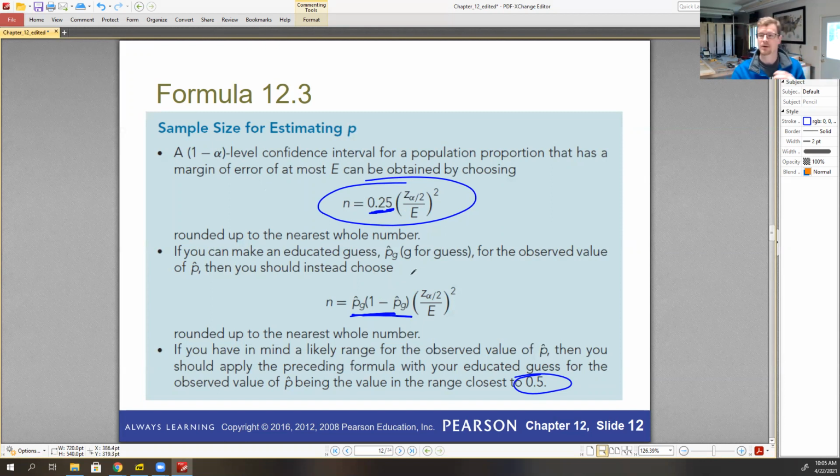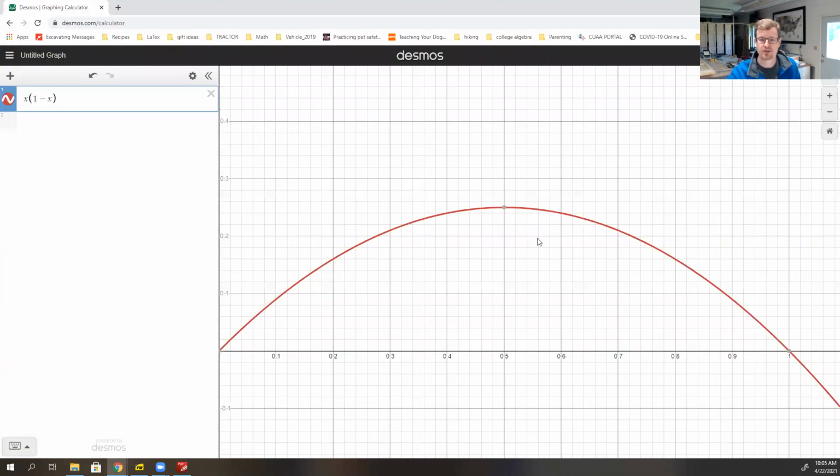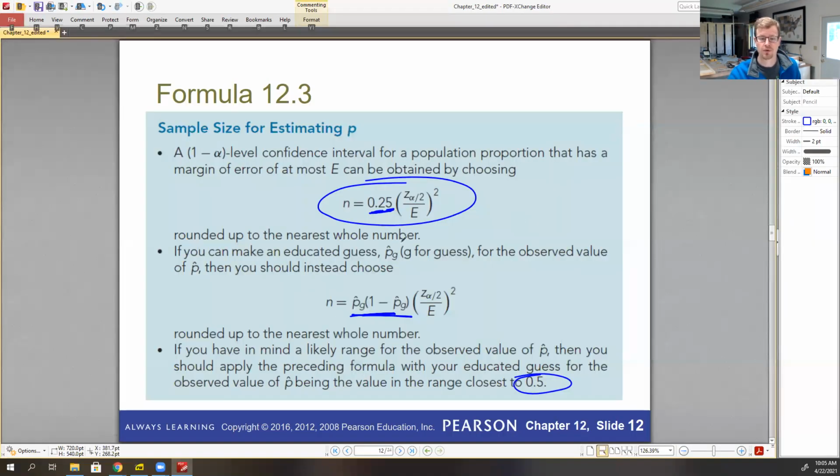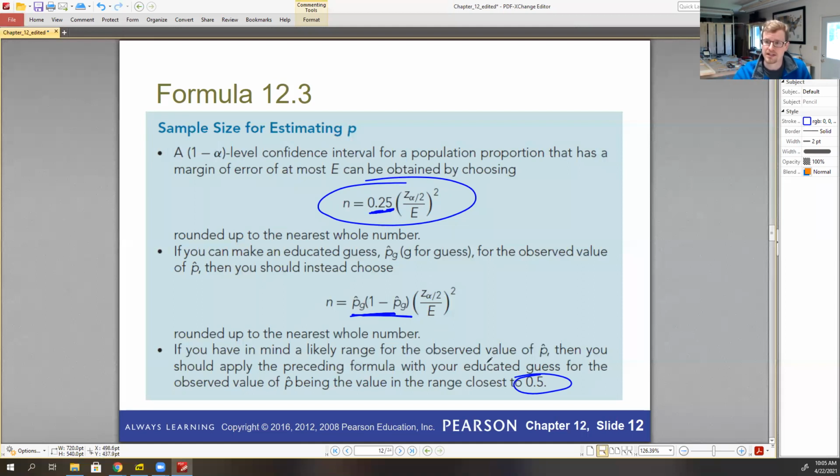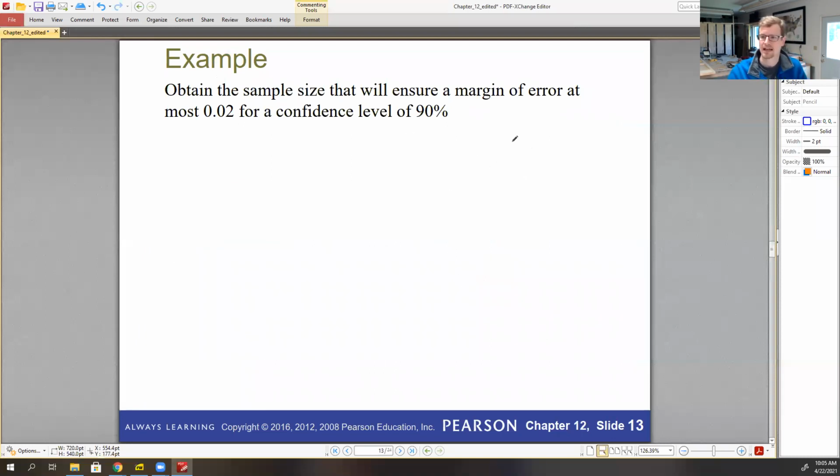And then if we have a particular range of values, say we know that it's between 2 and 3/10, we just use 3/10 to get that larger value. Or if we know that it's between 6 and 8/10, then we use 6/10 because that's going to give us the larger value of p hat times 1 minus p hat, this thing here. So these are the possibilities that we use for calculating the number of observations in our sample required. Let's take a look at an example of that.